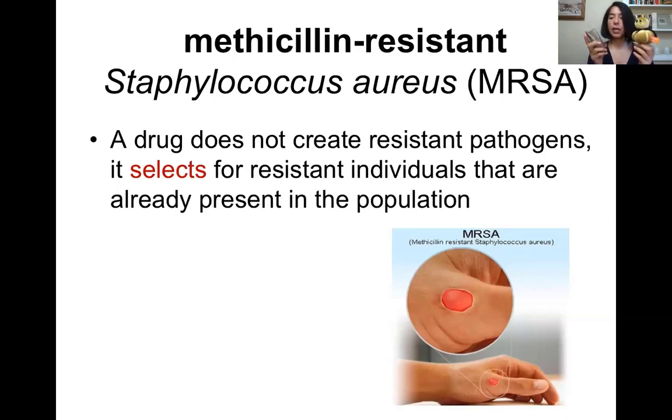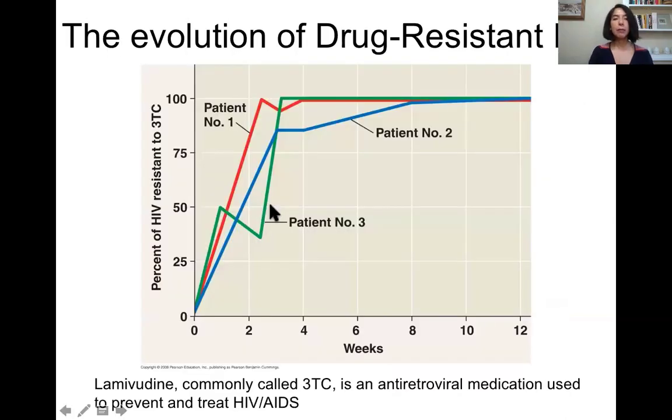Then if selection acts, this means the antibiotic acts and kills this bacteria, we're going to get only this one, right? So the drug is not creating this bacteria, it's just selecting for it. So mutation created this new strain. Another example is the evolution of drug resistance in HIV patients.